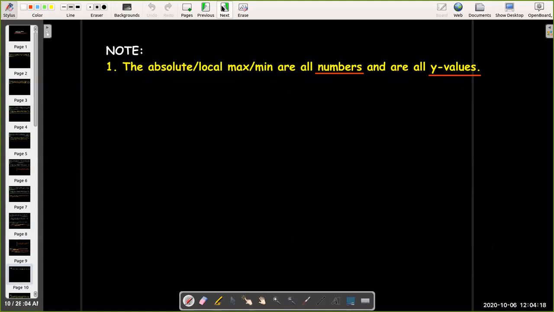So let's make some important notes here. First of all, whether we're talking about absolute or local or max or min, these are all numbers. They're all y-coordinates of points. They're not points, so we should be careful about that. They don't have x-coordinates, they don't have y-coordinates, they are just numbers. They correspond to y-coordinates, but they're just numbers, not ordered pairs.